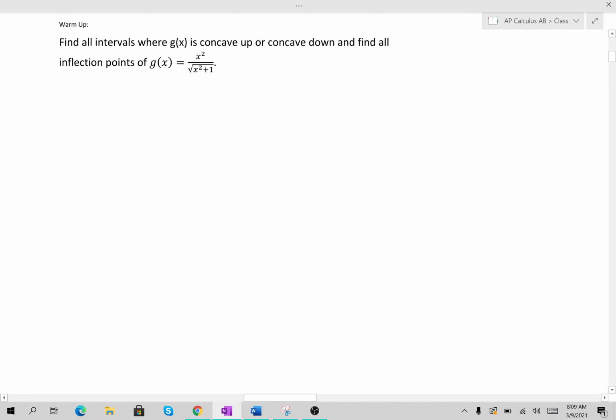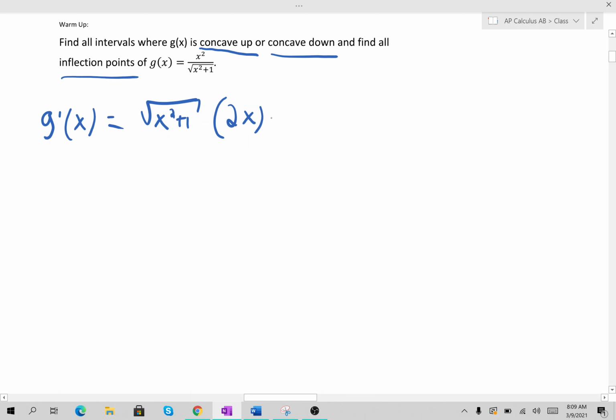Okay. Because we want to find where this is concave up and concave down, and the inflection points, that's all from the second derivative. So we got to get there. We got to derive it one time, which gives us low d high, which will be 2x, minus high d low.